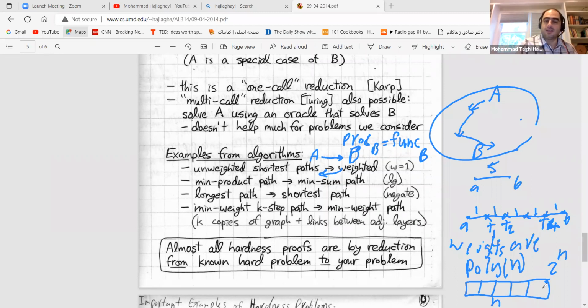As I mentioned, weighted is as hard as unweighted, of course. And if the weights are polynomial, we can also say that unweighted is as hard as weighted.